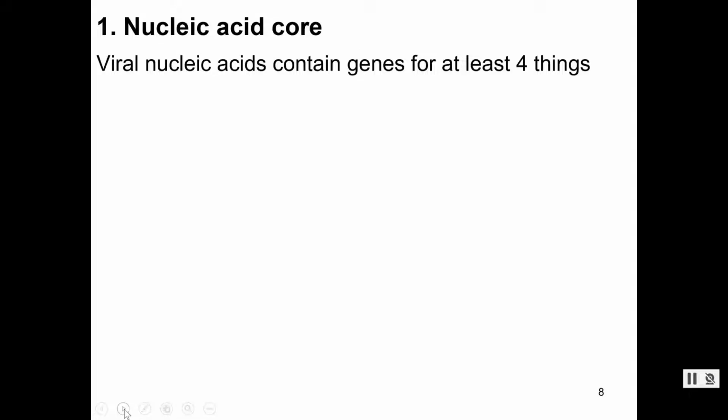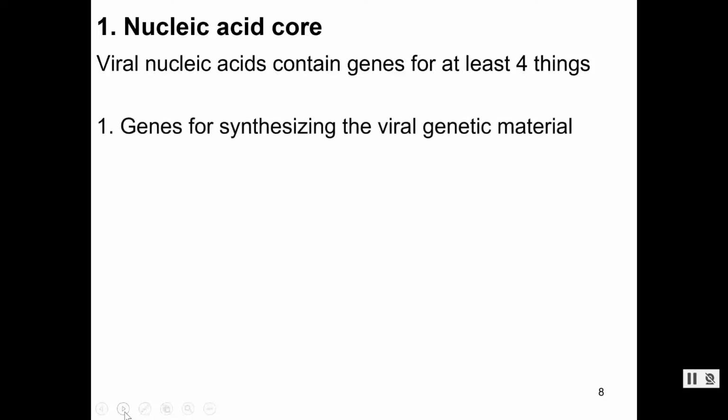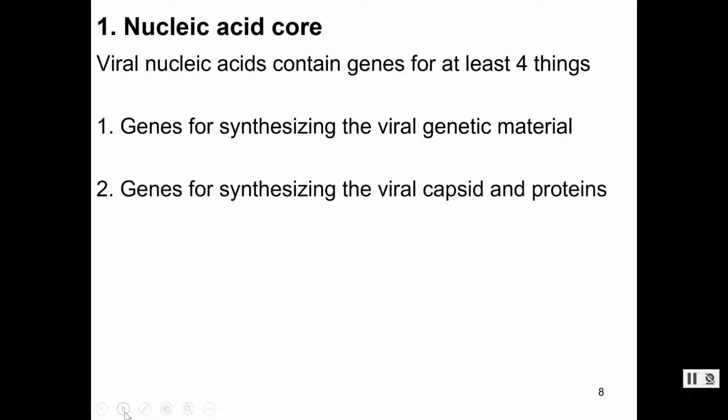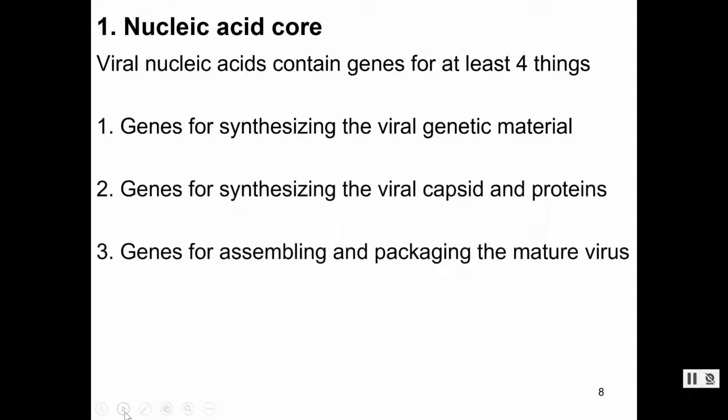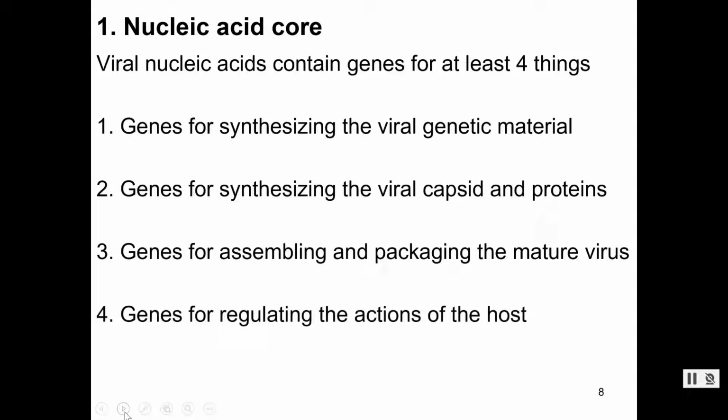So let's talk about the first two things. We're going to talk about the nucleic acid core, and we'll see how long that lasts. So I said it was nucleic acid. I said it could be DNA, could be RNA, but it's definitely the instructions. And we need a few instructions. Again, bare bones, only what we need, but we actually do need some instructions.